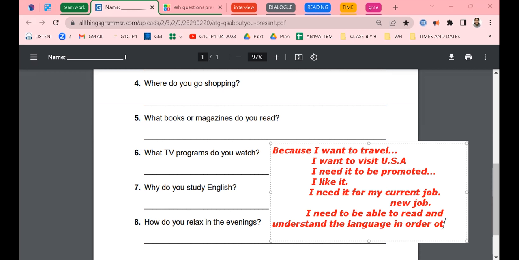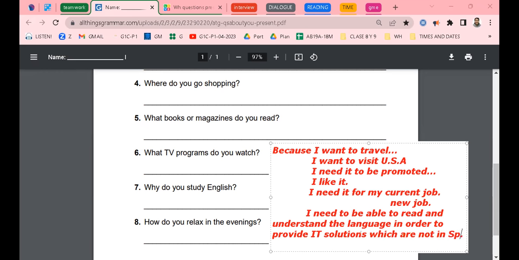De soluciones informáticas, la mayoría del contenido de las diferentes soluciones de informática, el contenido está en inglés. Si uno tiene algún problema y desea buscarlo, documentarlo, casi siempre se encuentra en inglés, ¿no? Y pocas veces en español. Entonces, como para entender eso. Okay, so it could be, I need it to be able to read and understand the language.